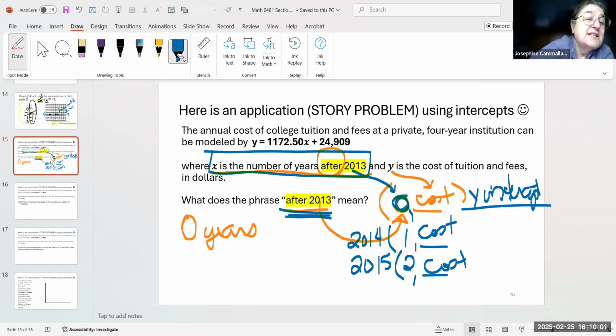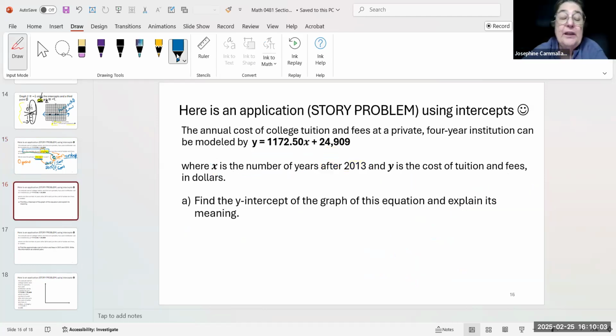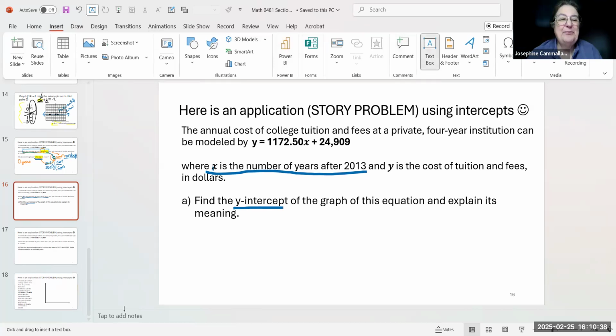And that brings us to here. Okay, the annual cost of tuition and fees at a private four-year institution can be modeled by the equation. And then we have that phrase. X is the number of years after 2013, and Y is the cost of tuition and fees in dollars. Now, I want you to notice something. Find the Y-intercept.